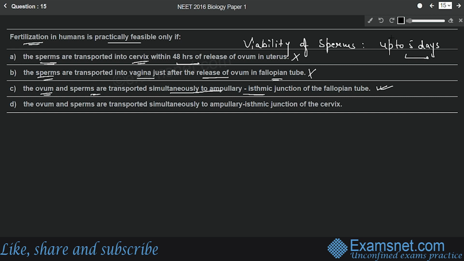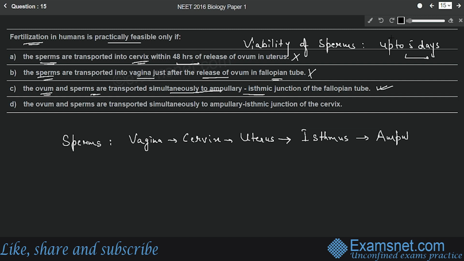Okay, let's see the sequence in which the sperms will be transported. First they will be released in the vagina, then they will enter the cervix, the next part will be the uterus, and then the fallopian tube. Also the fallopian tube has different parts. The first part of the fallopian tube is the isthmus, then ampulla. There is one more part of the fallopian tube, that is infundibulum, but these two parts are most important because at the junction of these two parts fertilization takes place.